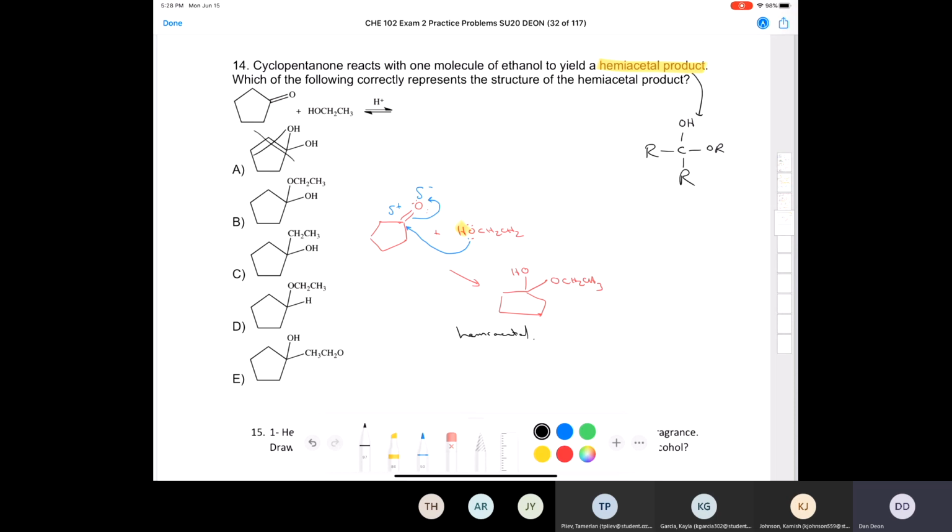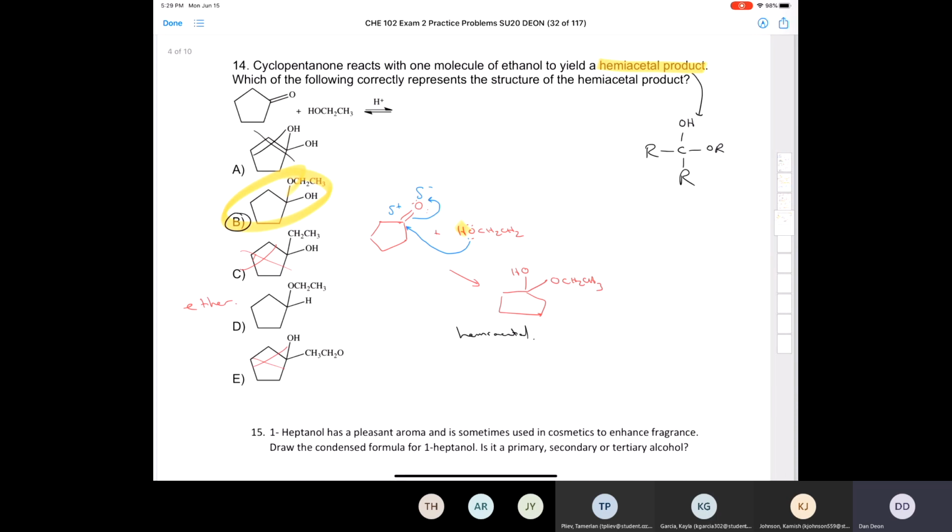This one is not a hemiacetal. The second one is the correct answer. B is the hemiacetal. So that looks good. The next one is not a hemiacetal. It's only got 1 oxygen, right? A hemiacetal has 2 oxygens, so that's impossible. So it cannot be C. It can't be D because this is just an ether. It's not a hemiacetal. And this, I don't even know what that is, so that can in no way be correct. All right, let's keep moving.